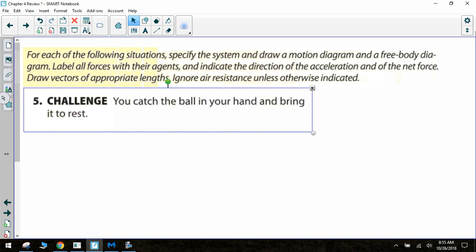Okay, so I need to specify the system. So if I catch a ball in my hand and bring it to rest, what is the thing that I'm going to be looking at when I make this free body diagram? What's my system going to be? The ball. Okay, so I'm going to have the ball. Make sure to draw the ball. Okay, so that's the ball, right? Yep. Okay, so now I got to think what's happening to the ball.